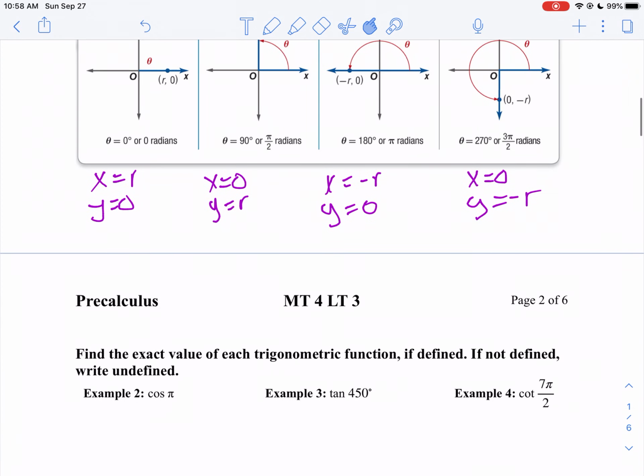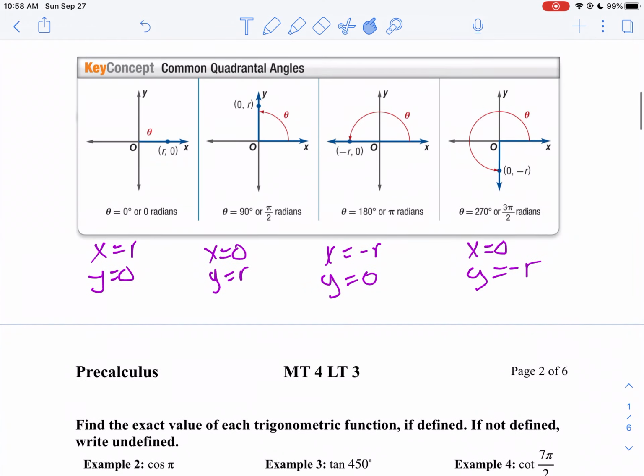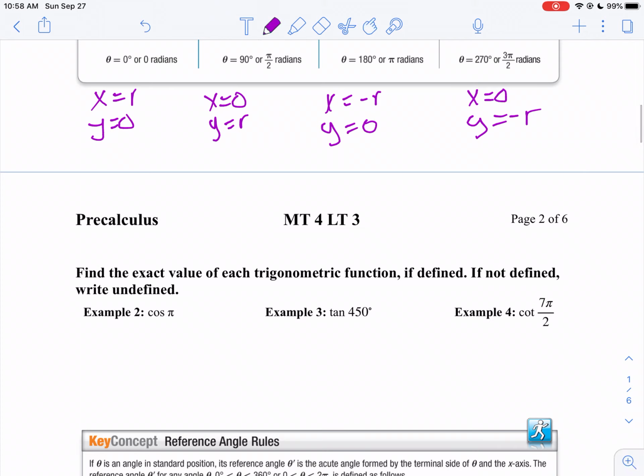So for example, we're supposed to find the cosine of pi. Well, pi is our angle right here. x equals negative r and y equals 0. So if you're doing the cosine of pi, cosine, remember, is x over r. But x is negative r, and r is still r. So you get cosine of pi is going to be negative 1.